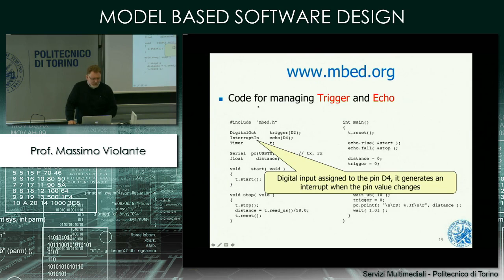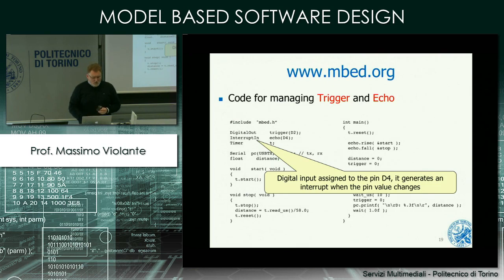In this case, we need an input, echo, an object defined in this program, associated with pin D4. This D4 has to be managed as an input, but not just a normal input, but as an interrupt input. This means that when the board recognizes a signal change on D4, it will treat this as the trigger of the execution of a piece of code.